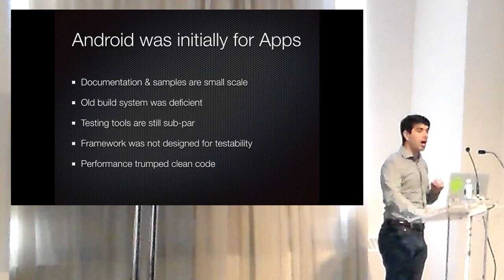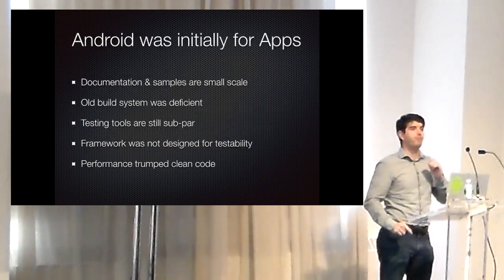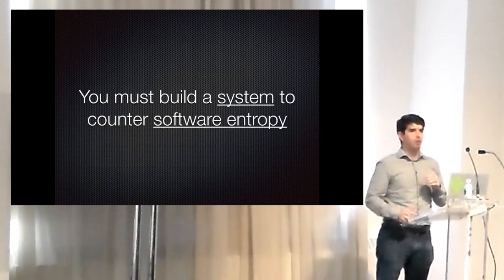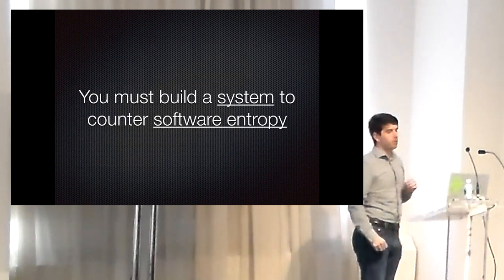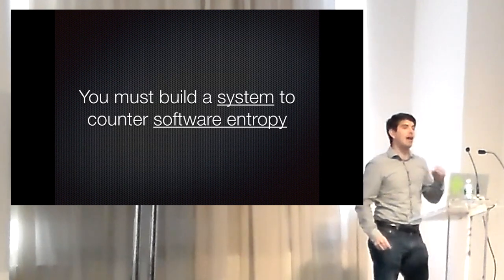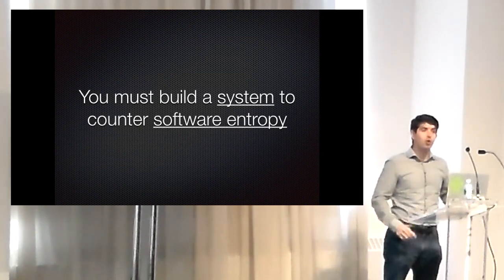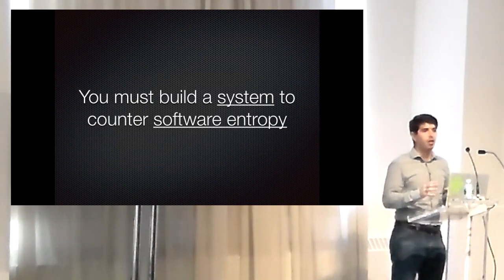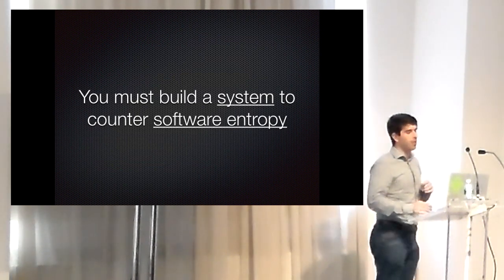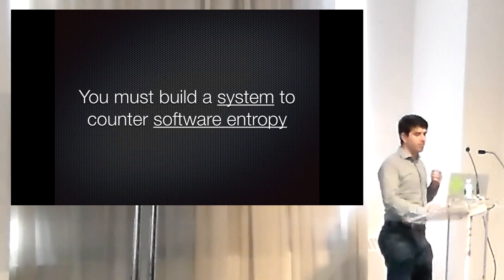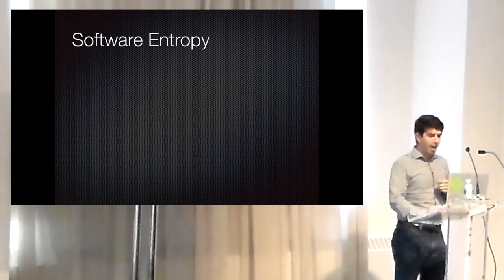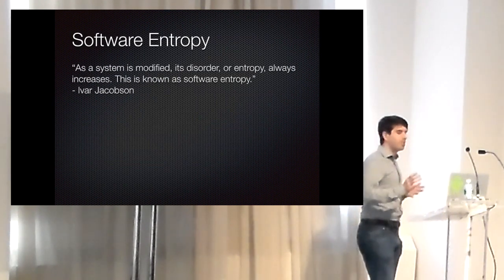So with that in mind, you have to work very hard to counteract the tendency of the platform to drag you down. You have to build a system, not just an app. The app is what the customer gets, but it's not the only thing you're building. You're building an entire system to prevent your app from becoming an unmaintainable nightmare. And the thing that we're trying to counter is this idea of software entropy. What's software entropy? This quote basically explains it.